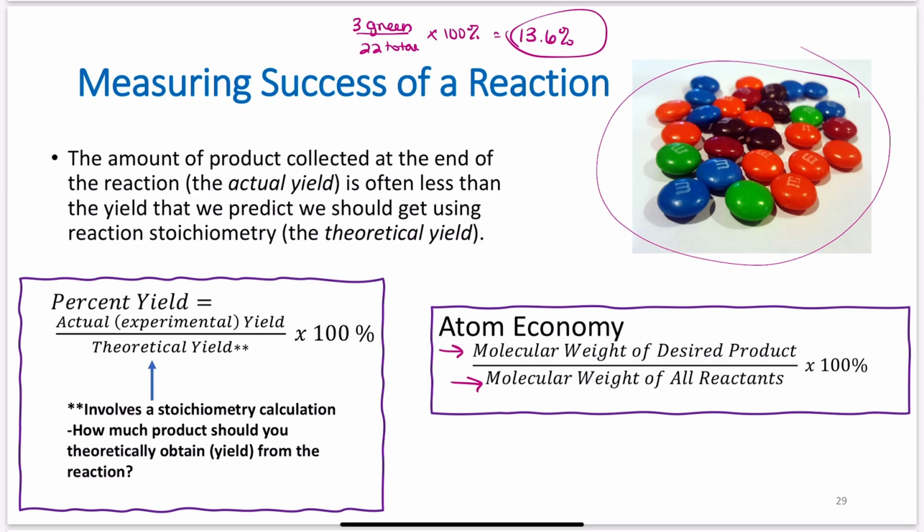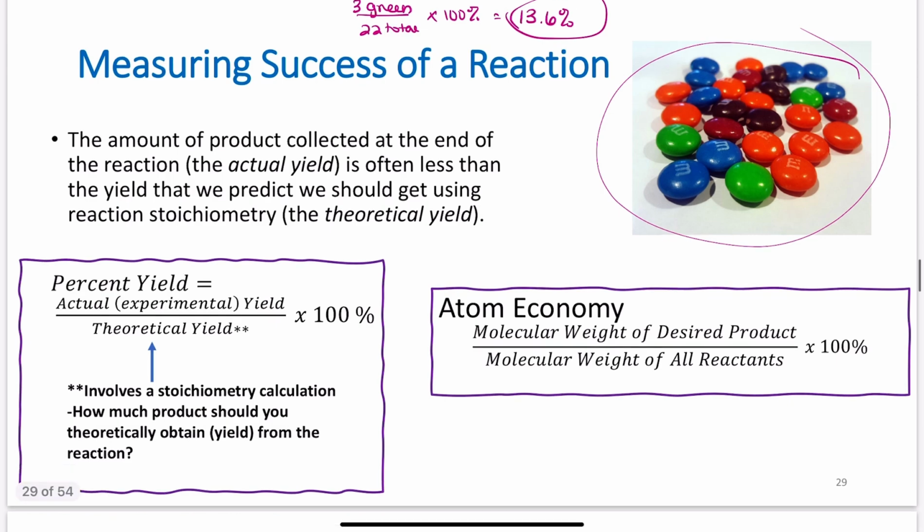Percent yield, on the other hand, doesn't much care about what went into it. It more cares about what am I getting out of it comparative to what I should get out. So your actual or experimental yield divided by your theoretical yield times 100%. That theoretical yield is what we just calculated using stoichiometry. It's your limiting reactant and it's your stoichiometry.